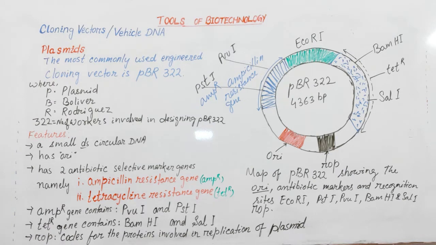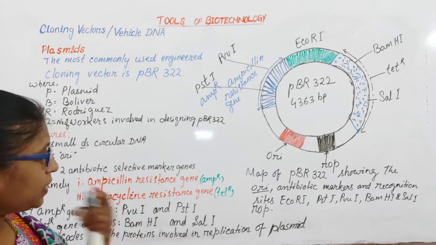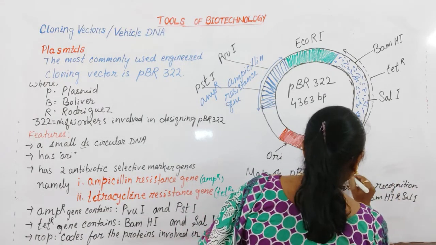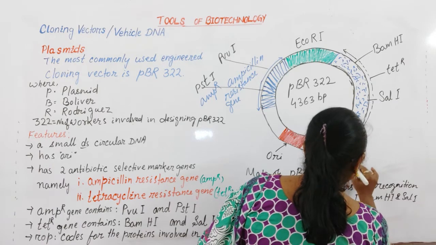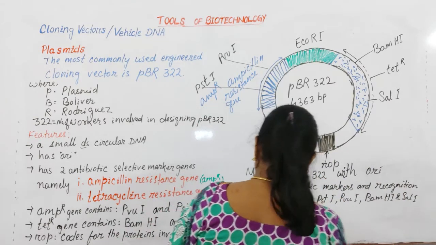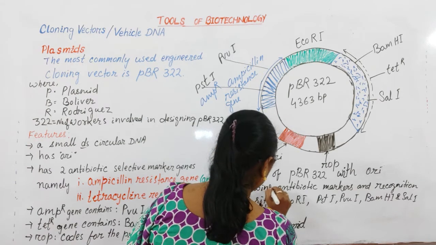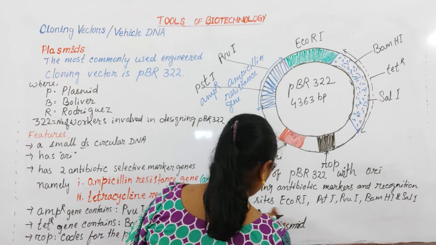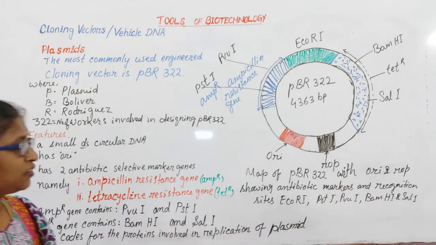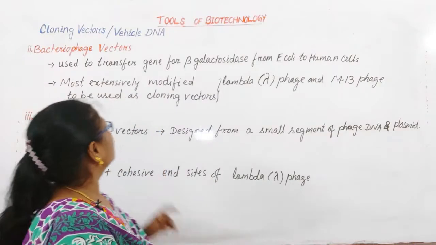So write down all this, and a map of pBR322 with an origin of replication, with ORI and ROP, showing all this restriction sites, antibiotic marker gene and this. Okay.